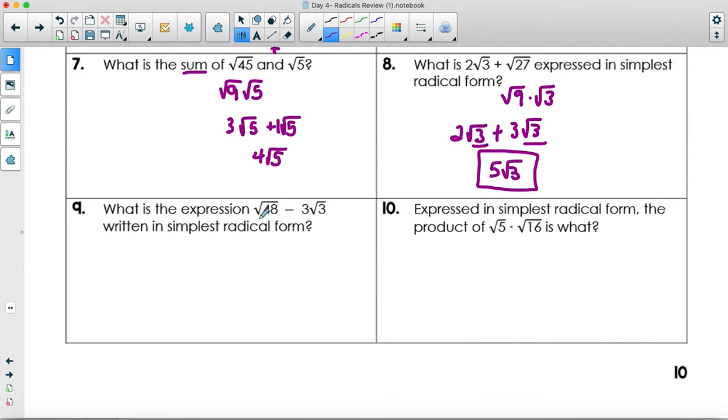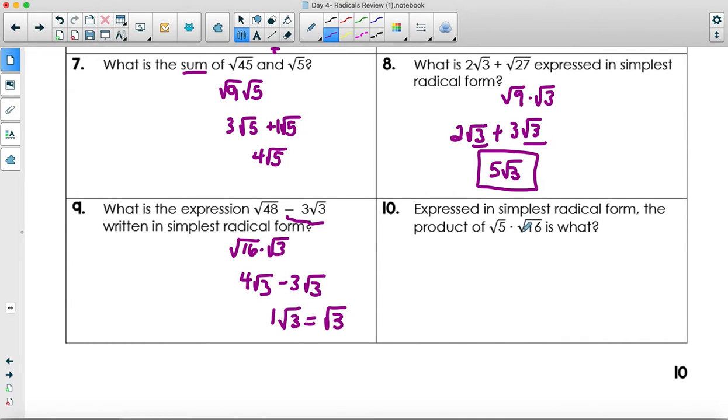Number 9, same idea. I'm breaking them down. Radical 48, again, that repeated. I know radical 48 is radical 16 times radical 3. The square root of 16 is 4, so 4 radical 3, and I'm going to bring down this minus 3 radical 3. 4 minus 3 is 1, and I leave the radical 3 alone, and 1 radical 3 is the same as radical 3. They want the product, so I'm multiplying.